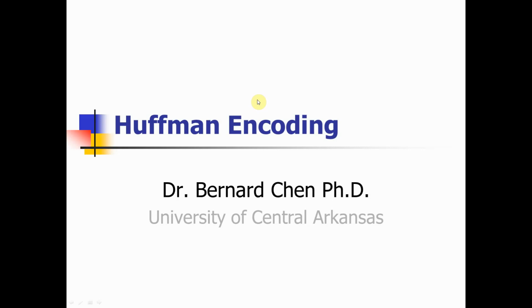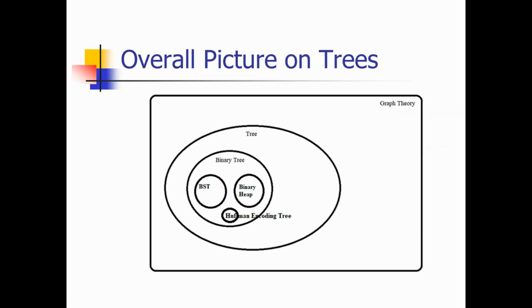Today, let us talk about the Huffman encoding tree. If we look into the big map, we will understand that the Huffman encoding tree is still inside the scope of the binary tree. Of course, it is a tree, it is a part of graph theory. However, it is totally different from the binary search tree as well as the binary heap that we discussed earlier.